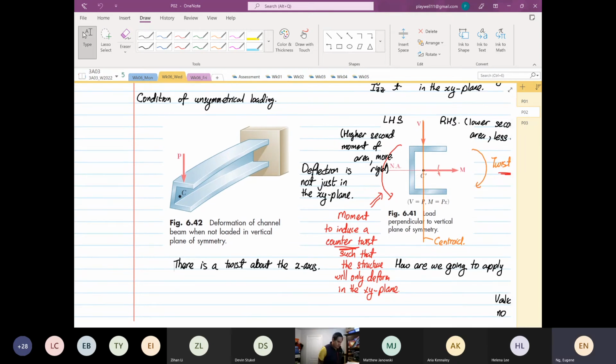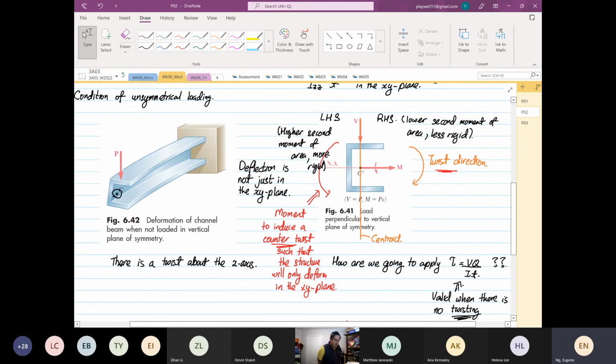In unsymmetrical loading, you have a structure as can be seen on figure 6.42 that when you put a load acting exactly at the centroid, C is the centroid about both the y and z axis, the structure is going to induce a twist. I repeat again, the structure is going to induce a twist. On figure 6.41, I explained why a twist, because on the right hand side of the structure relative to the applied force V, the structure is less rigid. So it tends to want to rotate in the right hand side.